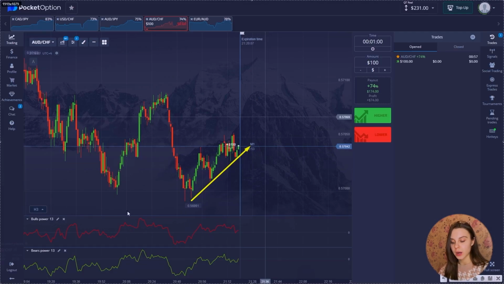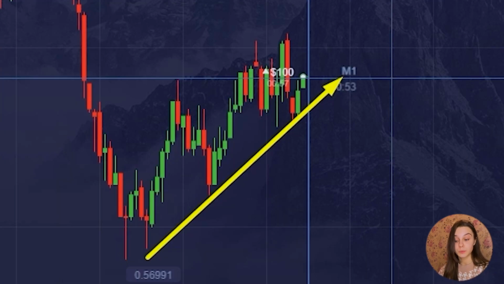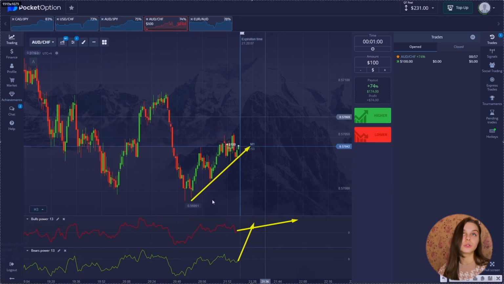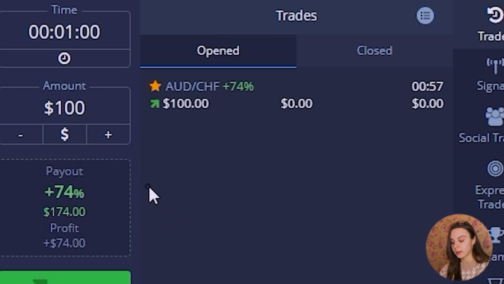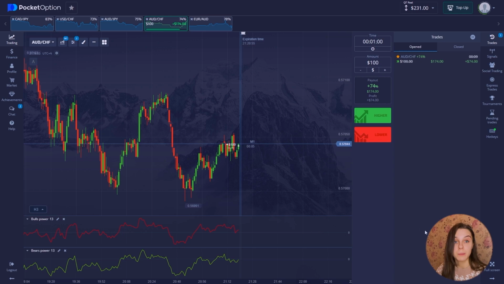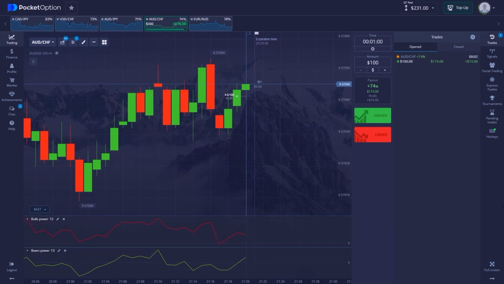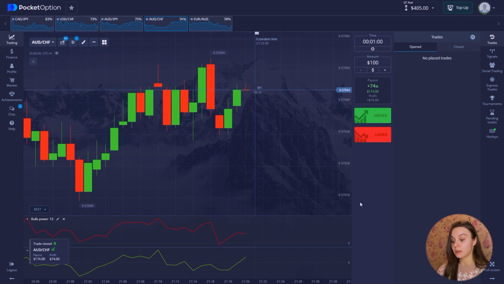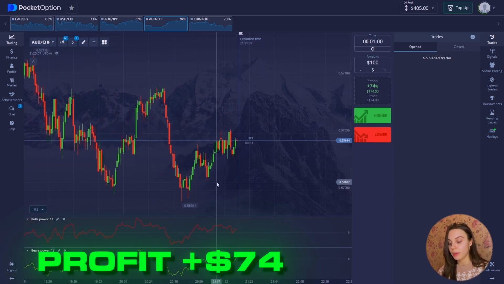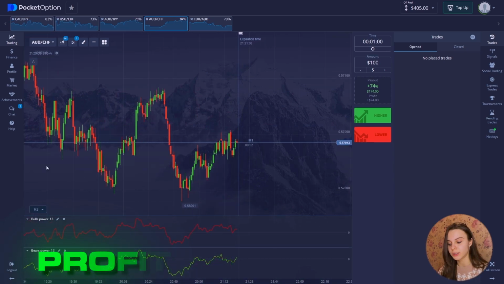If we look at the indicators of both bulls and bears power, we see bulls power looks a little up and bears power looks strongly up. So those two indicators are predominant, and both are in the upper position where we opened our trade. And excellent, the deal closed in the plus with a profit of $74.